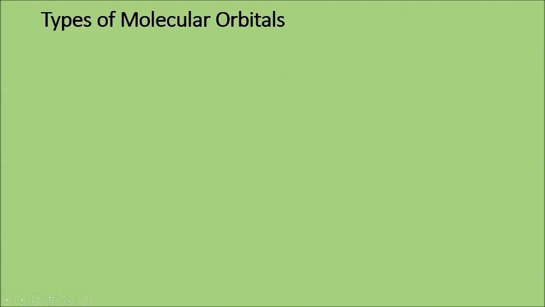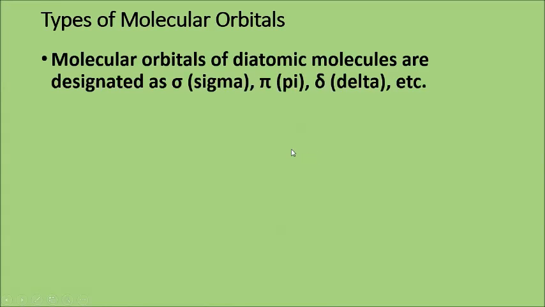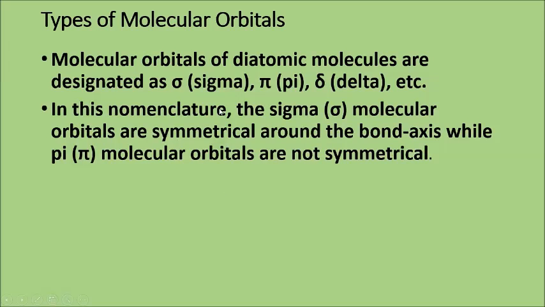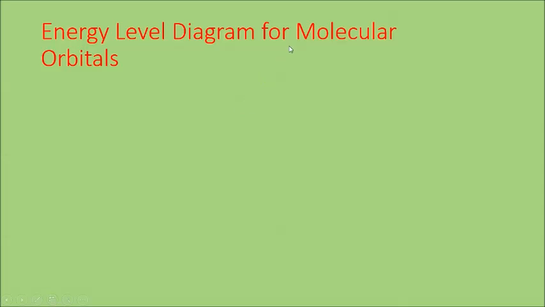The different types of molecular orbitals for diatomic molecules can be designated as sigma, pi, delta, etc. And we are learning about the sigma molecular orbitals and pi molecular orbitals. In this nomenclature, the sigma molecular orbitals are symmetrical around the bond axis, while the pi molecular orbitals are not symmetrical. Energy level diagram for molecular orbitals.